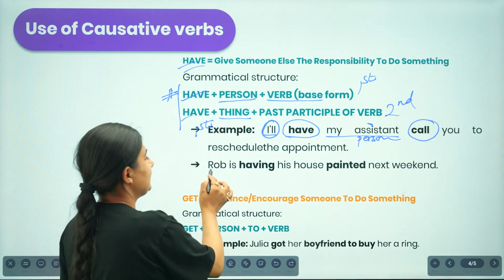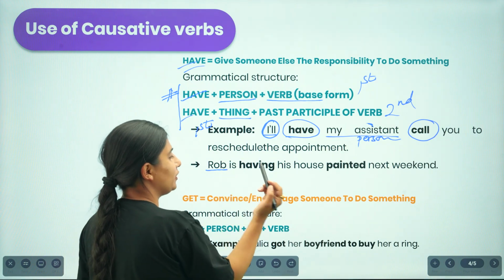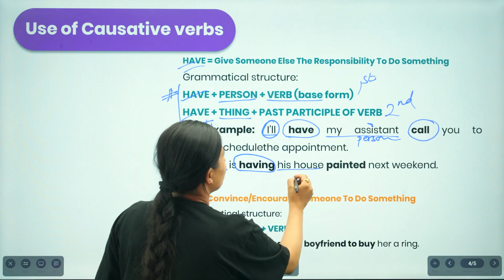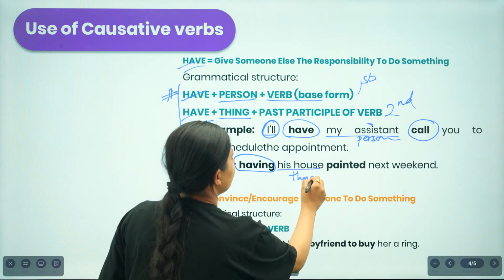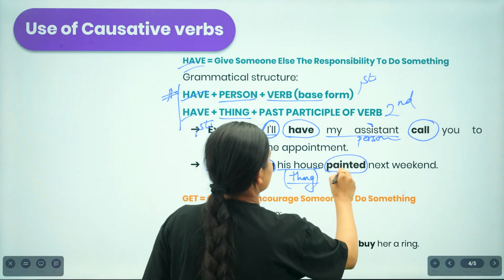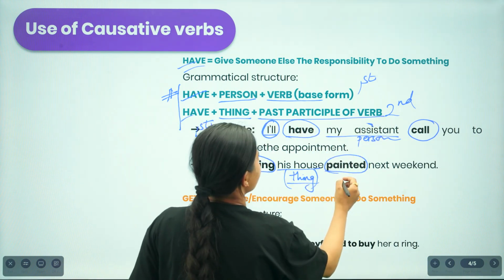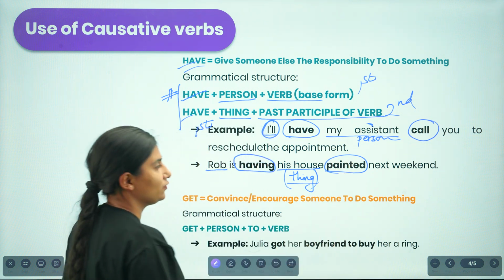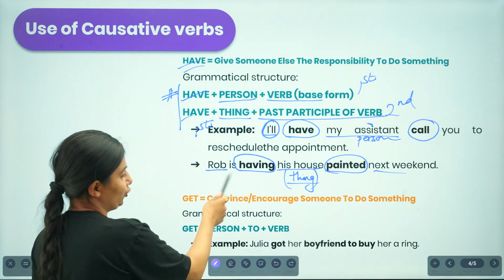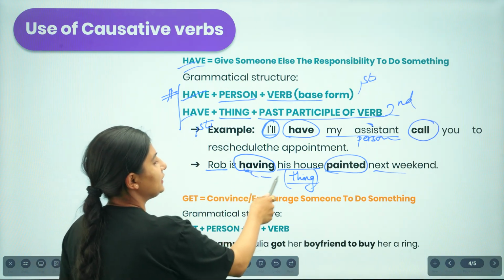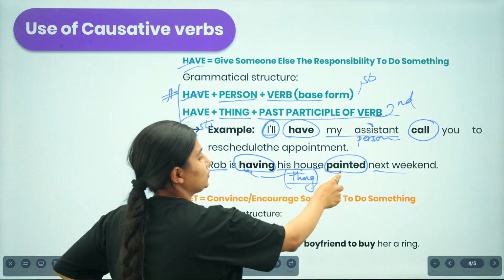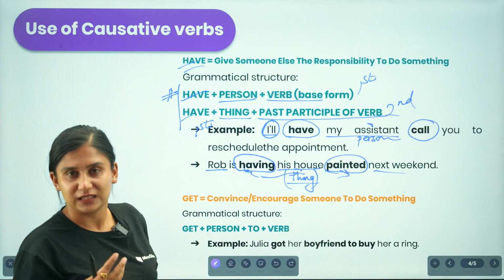Here, what is Rob planning to do? Rob is having his house painted. His house is a noun, and it falls under the category of thing. As I mentioned before, we use the past participle form of the verb, so painted is the past participle form of paint, and then we use the rest of the sentence. So what is Rob doing? Rob is having his house painted. As house refers to a thing, we are supposed to use the past participle form of the verb, that is painted.